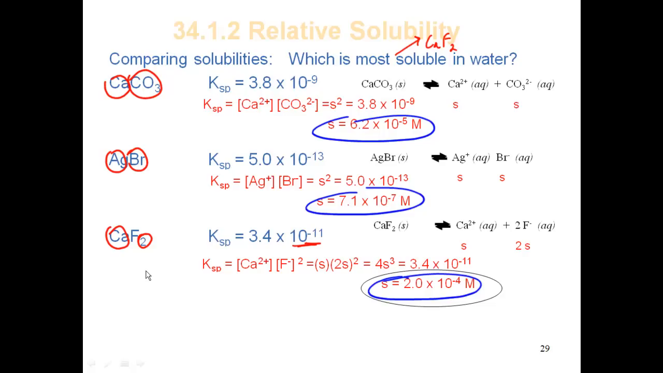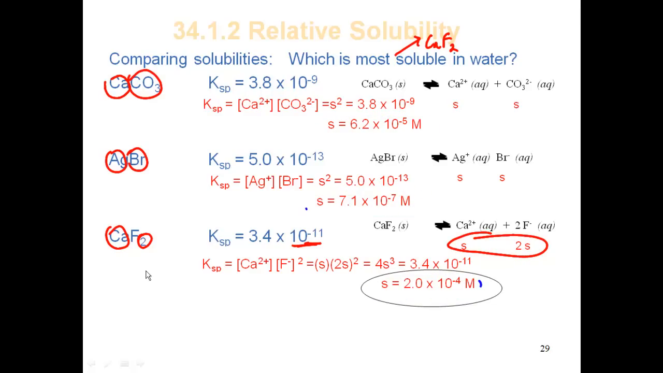So it wasn't the one with the largest Ksp that was the most soluble. That's because we have to account for the ions. We had a different math involved here, which changes the molar solubility in your calculation. So you have to look at the molar solubility to determine which one's going to be the most soluble. Okay, so in this case, my calcium fluoride is my most soluble compound.